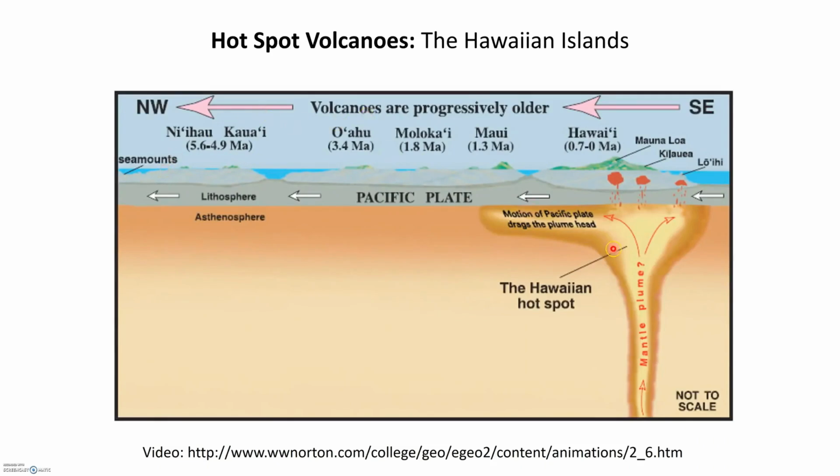And that is because our hot spot's staying still, and here the Pacific plate, and we have these arrows here showing us that our Pacific plate is moving. It's moving over top of our hot spot, and it's producing these volcanoes on the surface of the earth.